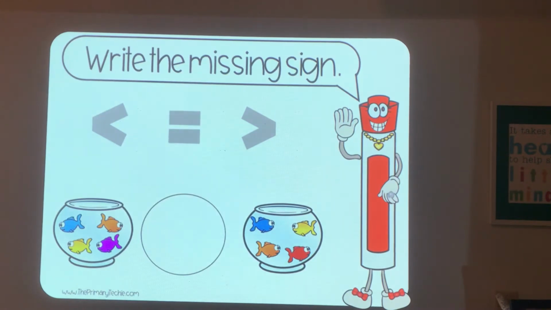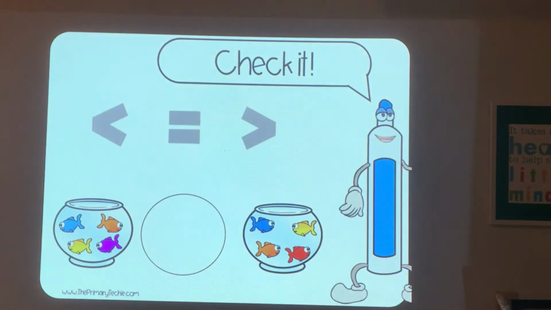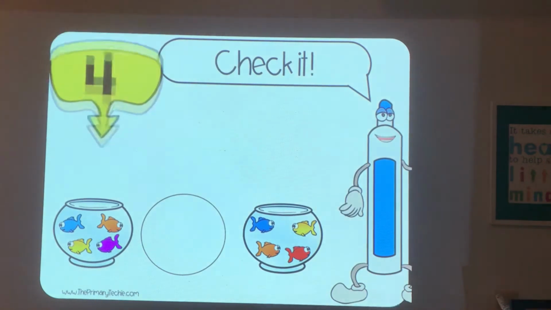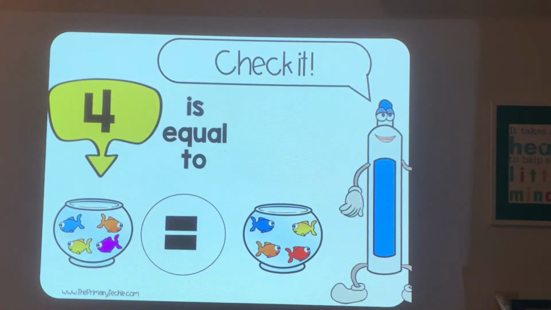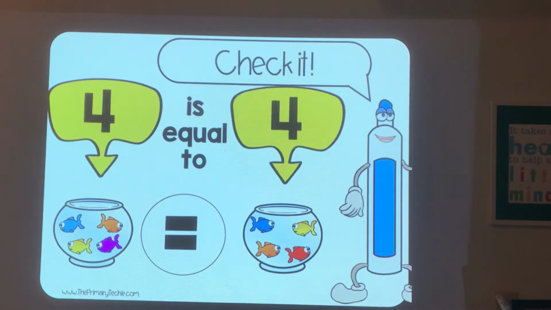Count the number in the first fish bowl. Leave a space. Count the number in the second fish bowl. Write the sign that goes in between. Is equal to 4. Woohoo! Did you get equal?